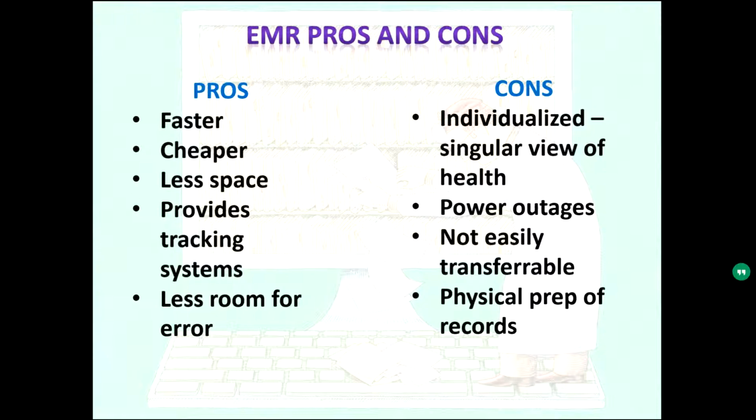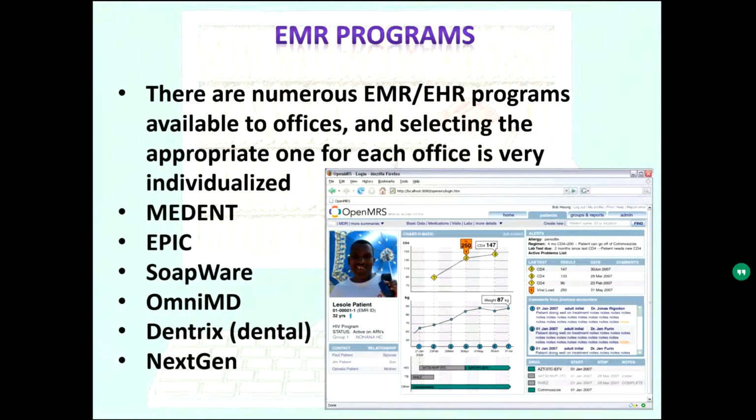That physical preparation and the physical moving of records is the biggest disadvantage to an EMR system. Even though when the power goes out, it's tough to make accommodations when all your information is electronic. Really, the biggest issue is that physical preparation of records to move them back and forth for a patient. It takes a lot of time.